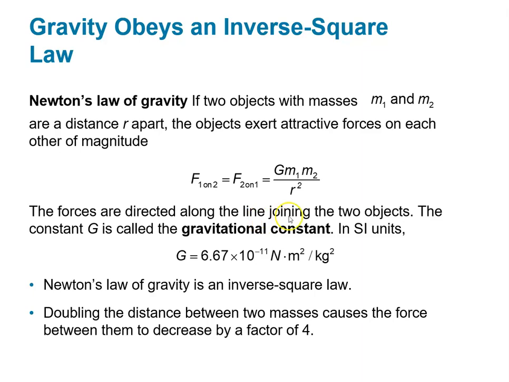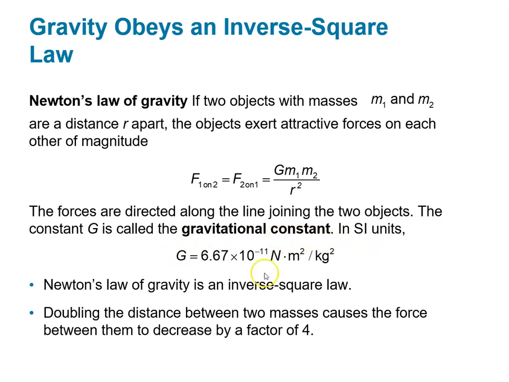So to put this into equation form, the force of object 1 on object 2 is equal to the force of object 2 on object 1. And you could say 1 is the moon, 2 is the Earth, or 1 is you, 2 is the Earth, or 1 is the Earth, 2 is another planet. And that's equal to G, which is a constant, m1 times m2, the masses of the two objects, divided by r squared.